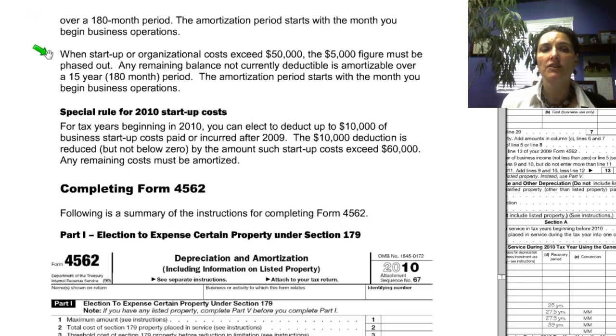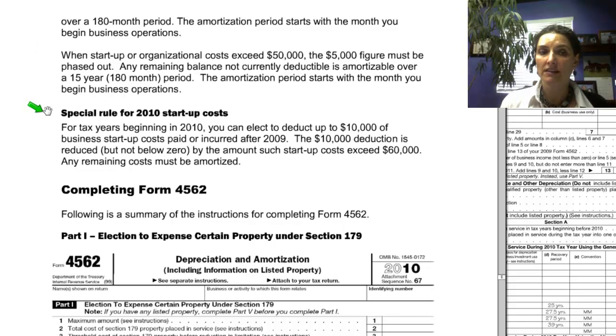When startup or organizational costs exceed $50,000, the $5,000 figure must be phased out. Any remaining balance not currently deductible is amortizable over a 15-year or 180-month period. The amortization period starts with the month you begin business operations. Special rules for 2010 startup costs. For tax years beginning in 2010, you can elect to deduct up to $10,000 of business startup costs paid or incurred after 2009. The $10,000 deduction is reduced, but not below zero, by the amount such startup costs exceed $60,000. Any remaining costs must be amortized.